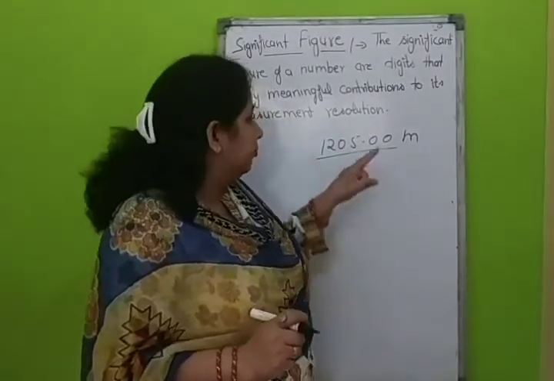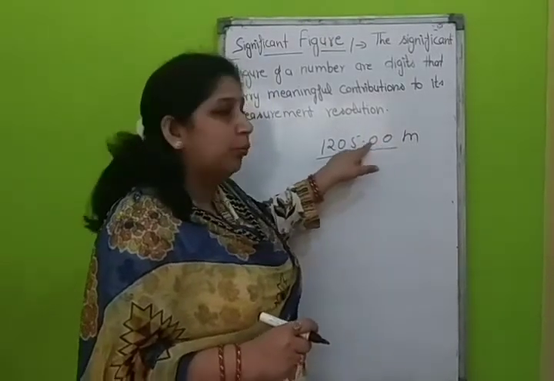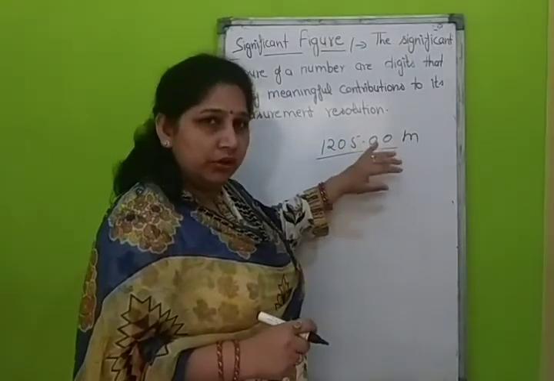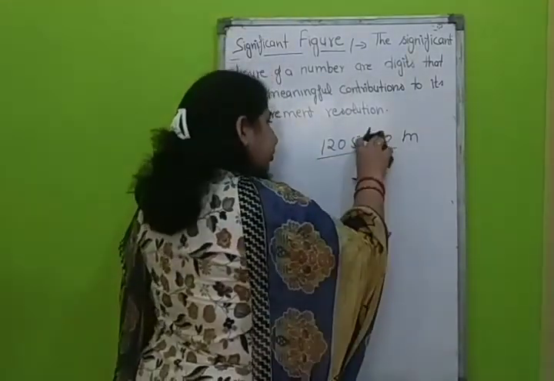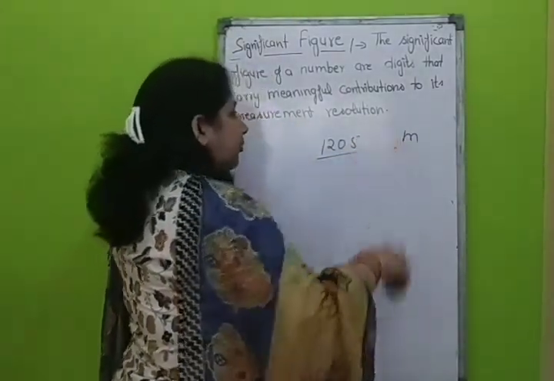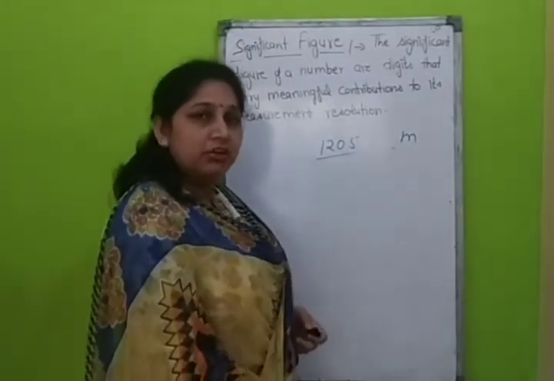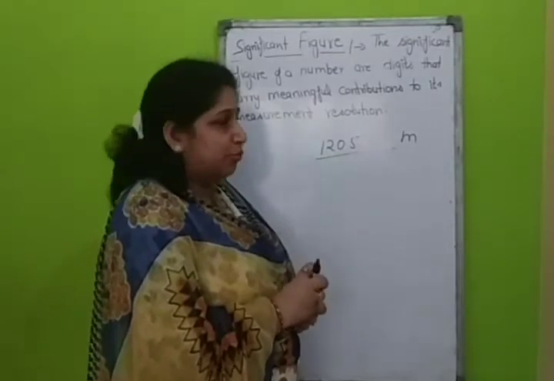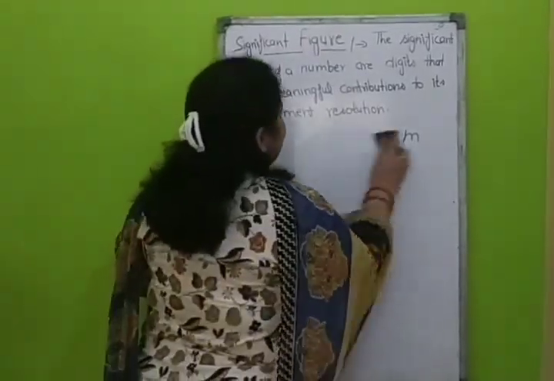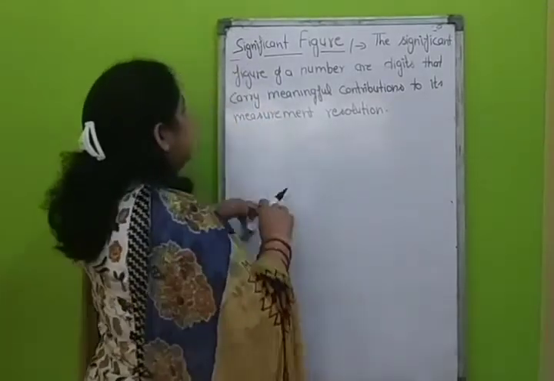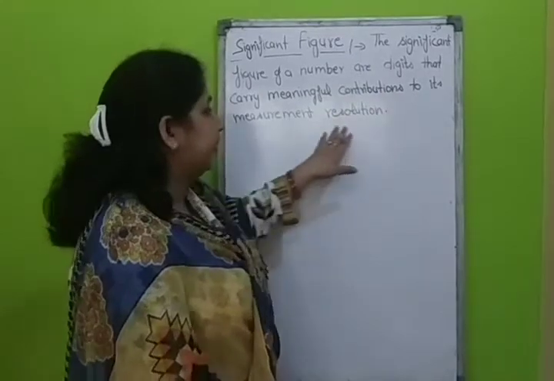1205.00 meter means the scale gives us a 0 in these two places. Got it? Otherwise we will not write 0 here; we will write the measurement only as 205 meter if we cannot get the 0 with the instrument. Significant figures are the digits that give a meaningful contribution to the measurement resolution.